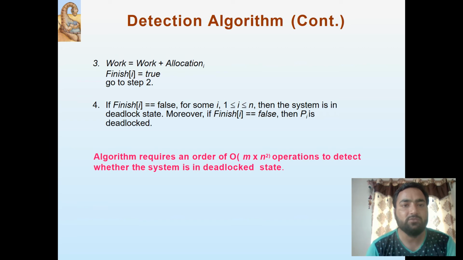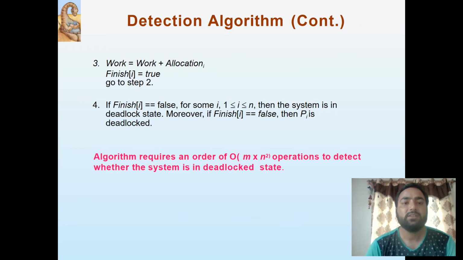And then we update finish to true from false. That means the process has completed, finished successfully. Then we again move to step 2 and find another process for execution whose finish is false and request is less than work, and this process continues until all the processes are executed or completed in the system.